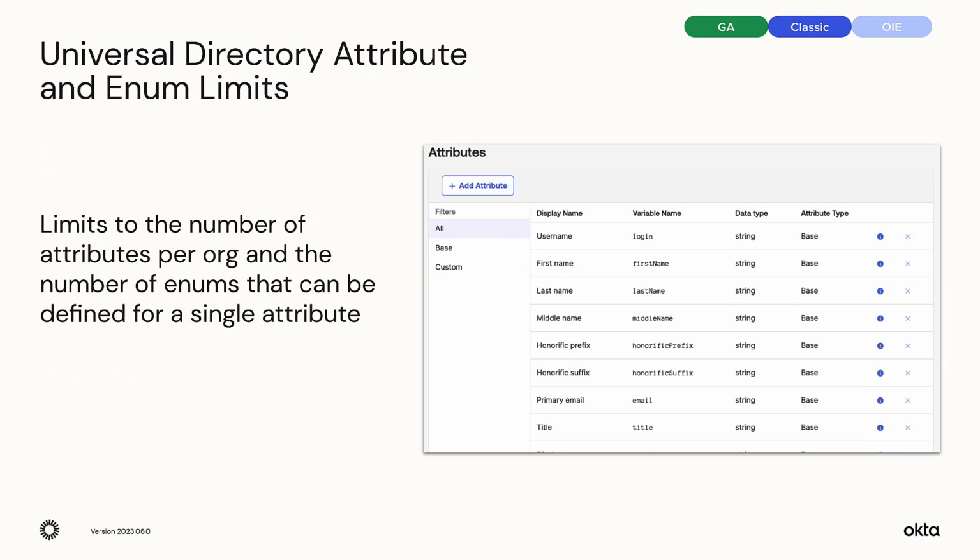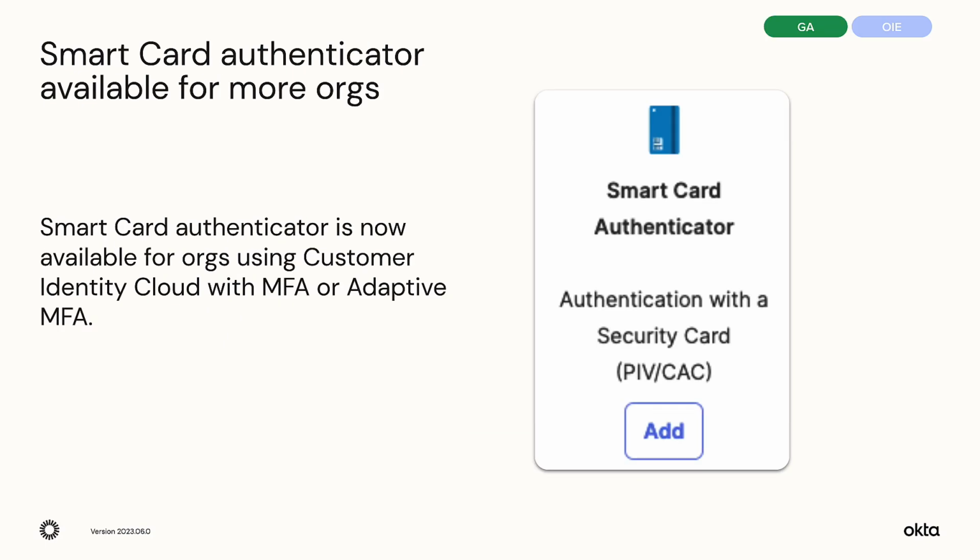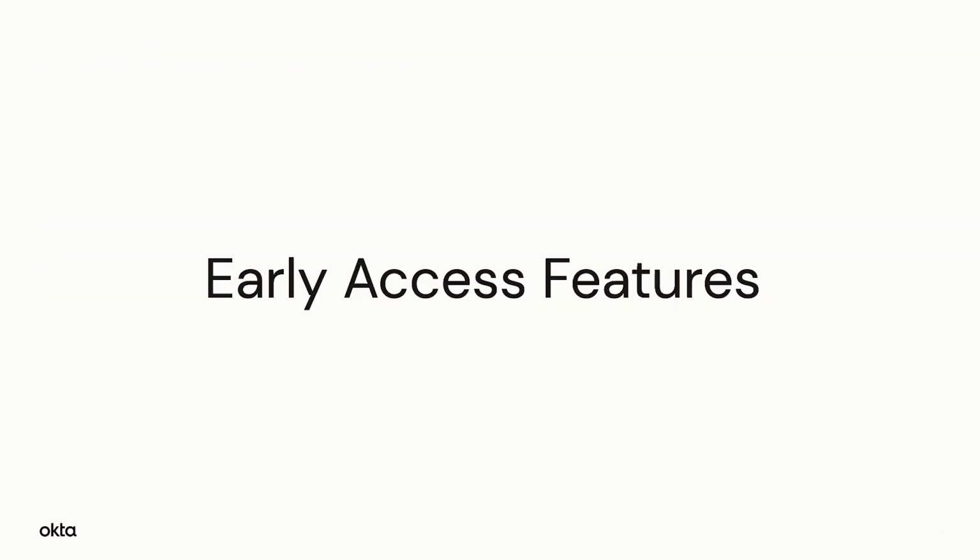Universal Directory attribute and enum limits. Universal Directory now has limits to the number of attributes per org and the number of enums that can be defined for a single attribute. Smart Card Authenticator available for more orgs. Smart Card Authenticator is now available for orgs using Customer Identity Cloud with MFA or Adaptive MFA.